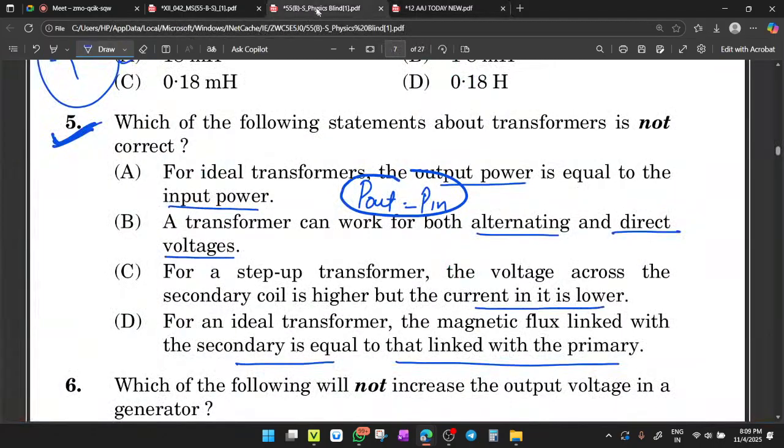So the first statement is absolutely correct. For an ideal transformer, input power is equal to output power, but we have to find the incorrect one. So reading the second statement: a transformer can work on both alternating and direct voltage. No, false. A transformer works only on AC. The transformer can only work on AC. So this statement becomes incorrect.